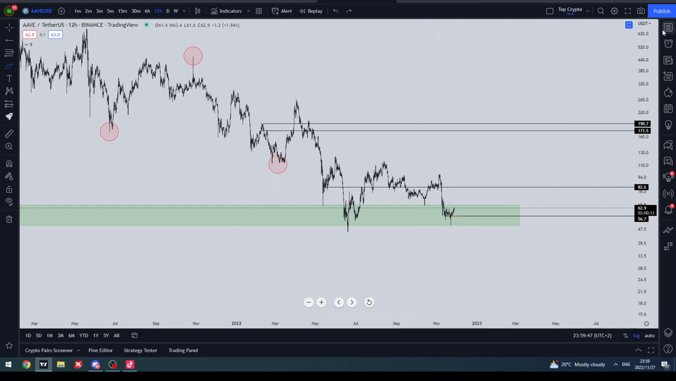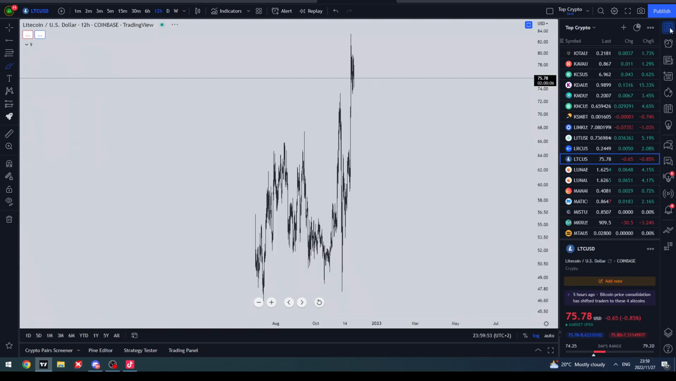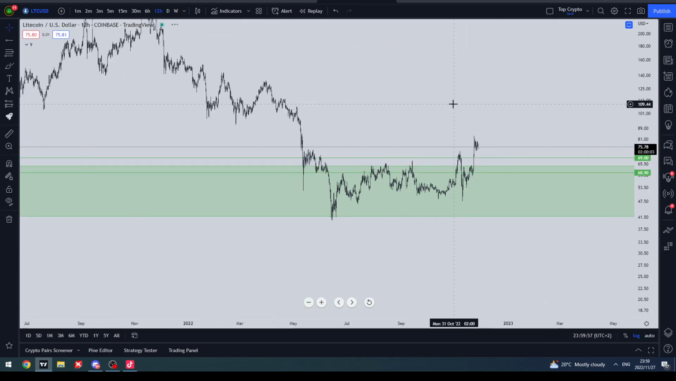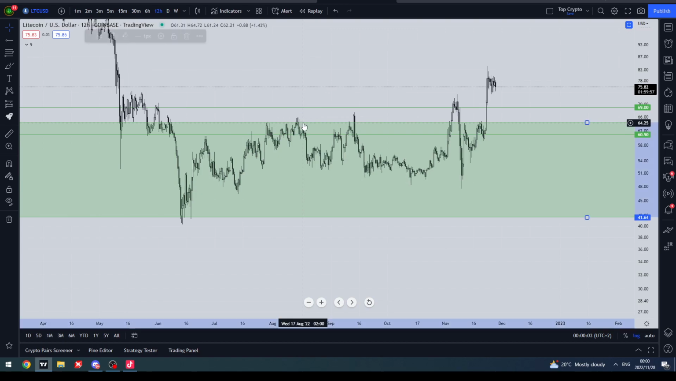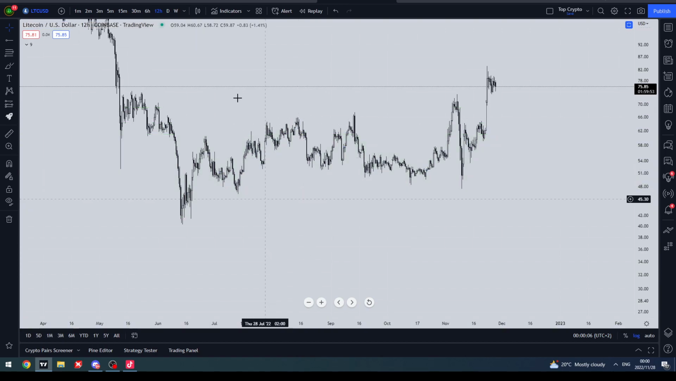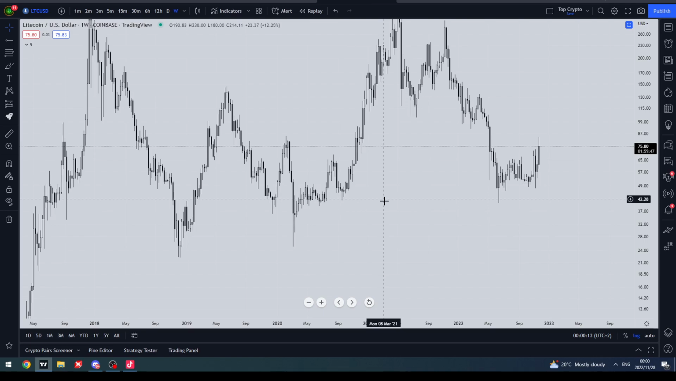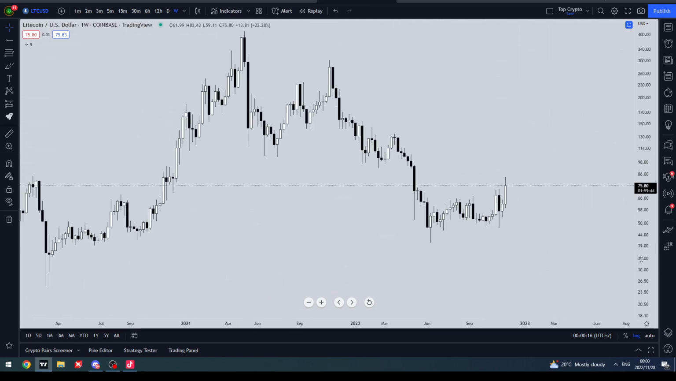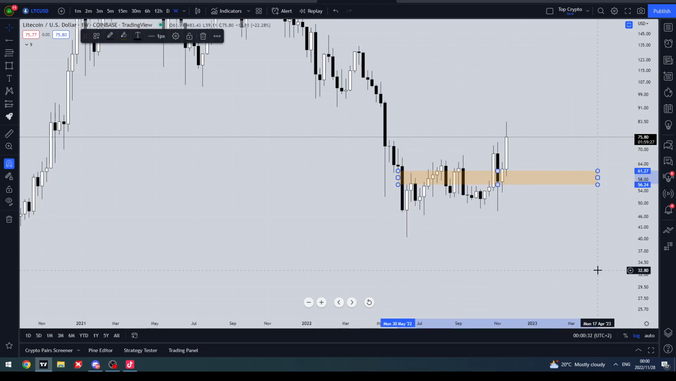LTC. LTC doing the mad things, right? Gonna delete this order block that I've had for quite a while now. LTC relatively strong, right? LTC was actually bullish, believe it or not, in June. Hindsight, in June it was bullish. Look at that. All right.